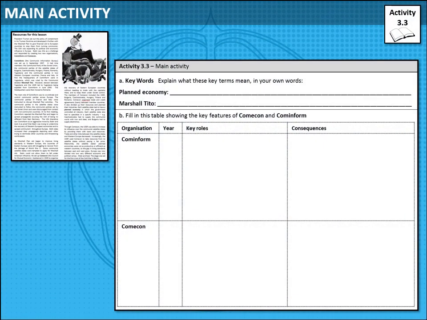And now you're ready for your main task. This is activity 3.3 in your workbook. As always, you need to do your reading carefully first. Then you have a couple of key terms that I'd like you to define in your own words. Finally, I want you to complete this table comparing Cominform and Comecon. I want you to record when they were set up, what their key roles were, and what consequences they had.